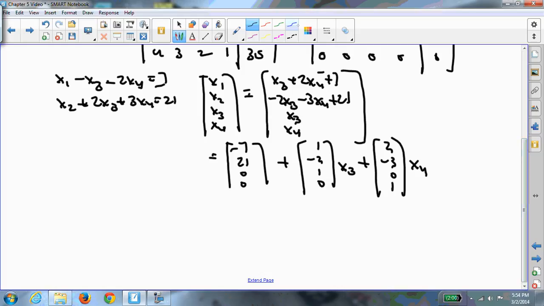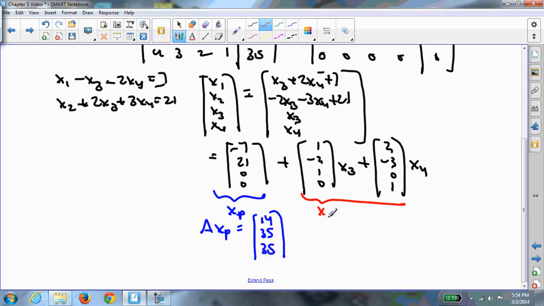So let's label. This first piece here is called the particular solution. If I were to take my matrix A and multiply it by xp, I would get the actual solution, or I would get the result 14, 35, and 35. So xp is actually what's generating the numerical values. These here are what I call the homogeneous, or the null space solutions, because if I were to take A times xh, I would get the 0 vector.